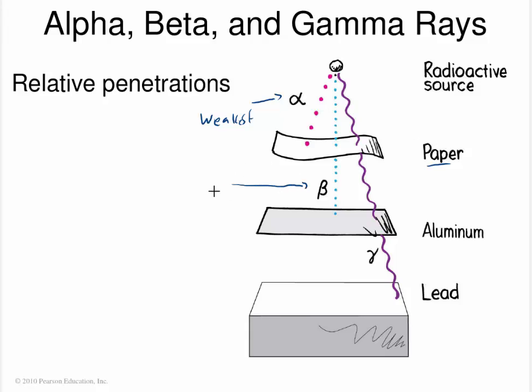Beta particles are going to kind of be the midpoint. They can penetrate paper, but not aluminum. And last but not least are going to be gamma rays, and gamma rays are going to be the strong ones. These guys can penetrate paper, they can penetrate aluminum, but they can't really penetrate lead. It'll take some thickness of lead in order to stop the most energetic ones. So alpha is the weakest, gamma is the strongest.